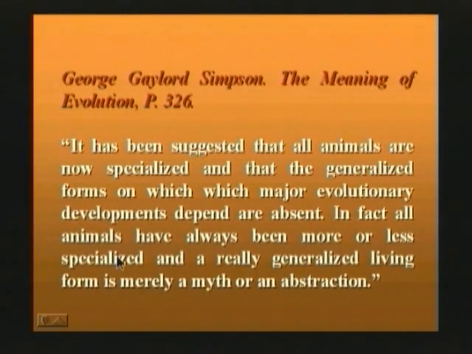They also say, Simpson said, it has been suggested that all animals are now specialized, and that the generalized form on which major evolution depends are absent. Let's just put that into simple language. We are told that in the beginning was a simple little, funny little, strange, primitive organism. Is that right? And then later it became more and more complicated. And today we have complicated organisms, right?